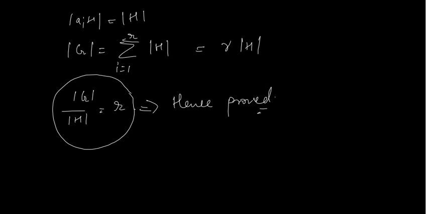So I think you understood the proof. It's fairly straightforward. You start with the distinct cosets, you show that the union of those cosets is equal to G, and then you use the set theoretic argument and the property of a coset to come up with the desired result. It's very straightforward. I hope you understood the proof.